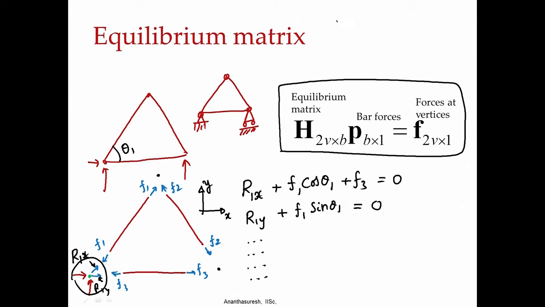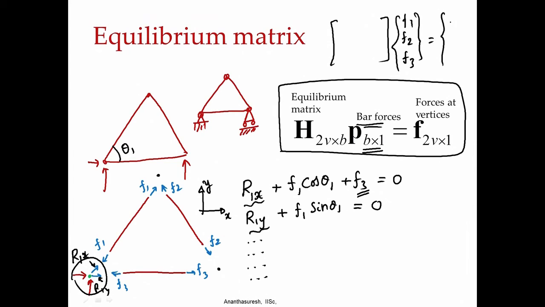What I called F1, F2 are the bar forces. So, let us say I have F1, F2, F3, there are only 3 bars, that is why the size of this is b by 1, is equal to, I can take this R1x, R1y, all of those are external forces, I can put them here. These are the external forces, which is this F vector. Whatever entries we get, that is these equations put into matrix form, is this equilibrium matrix.